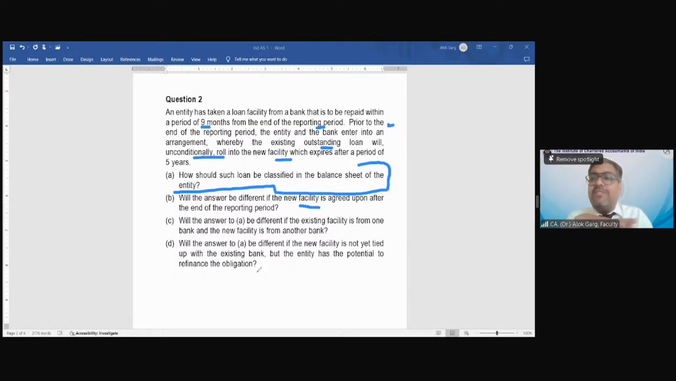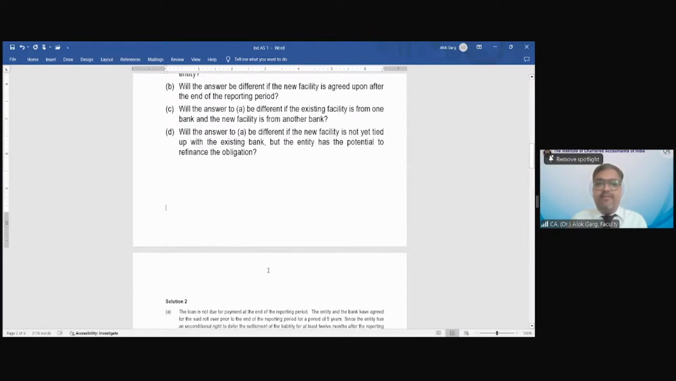So on the balance sheet date, the liability was repayable after 9 months only because it was not agreed on the balance sheet date, right? So yes, in this case, the answer would be current. Okay. So let's see what is written in the ICAI Board of Studies material, just for the sake of revision.